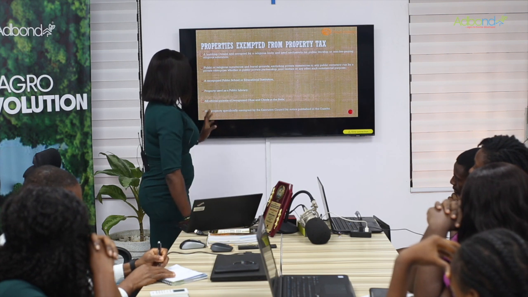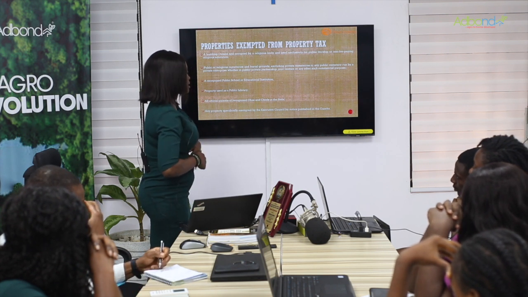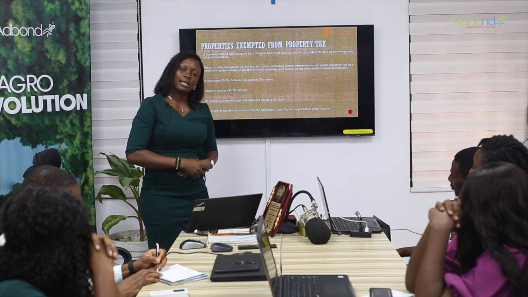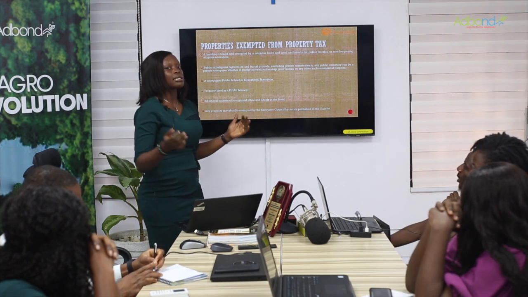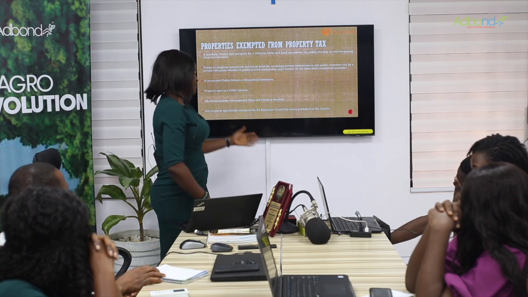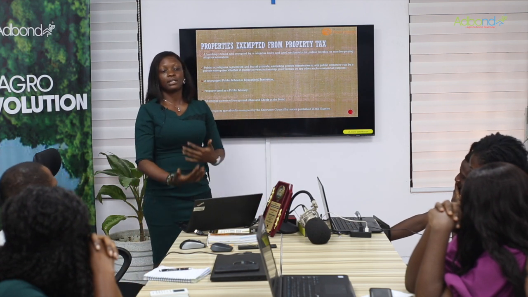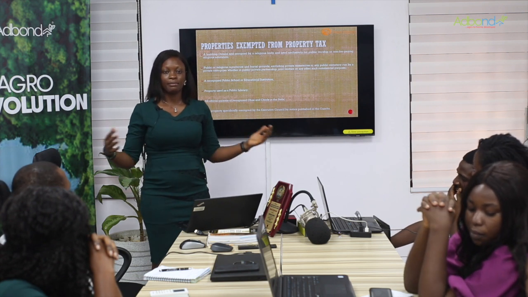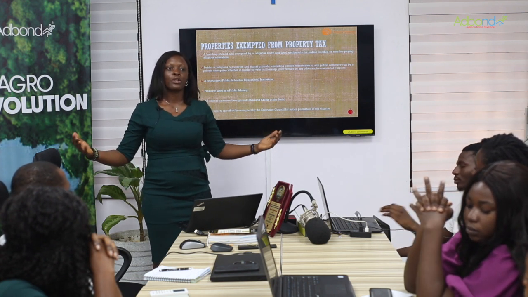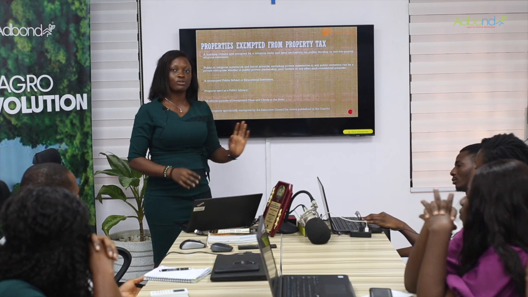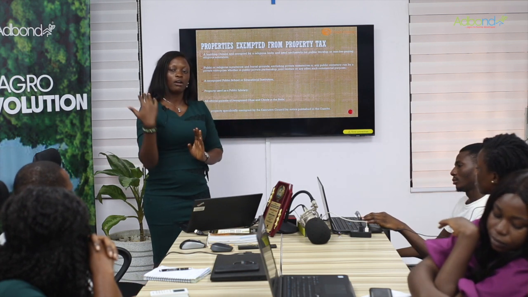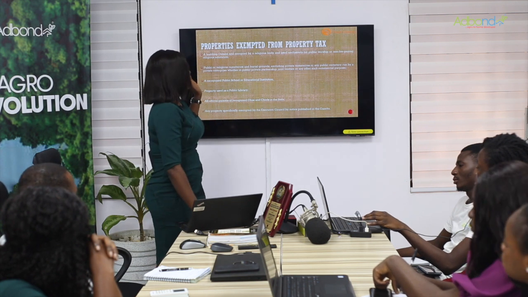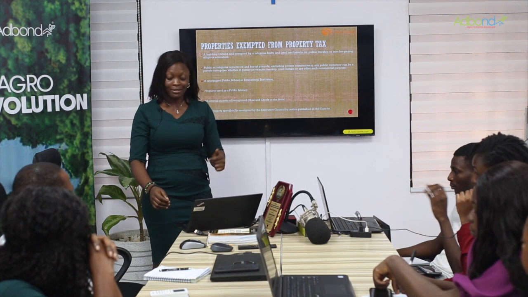Any property specifically exempted by the Executive Council by notice published in the Gazette. What I'm saying is, the government can come up today and publish a gazette and say, okay, these are an additional list of categories of properties that are exempted from property tax. So anytime the government comes up with that list, it will also be included in the properties exempted from property tax.